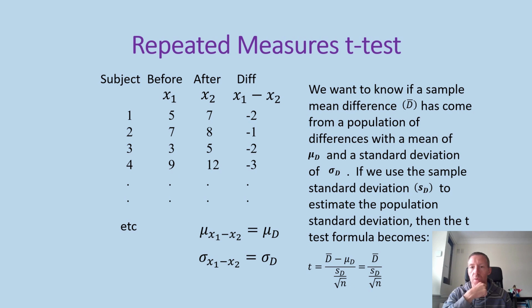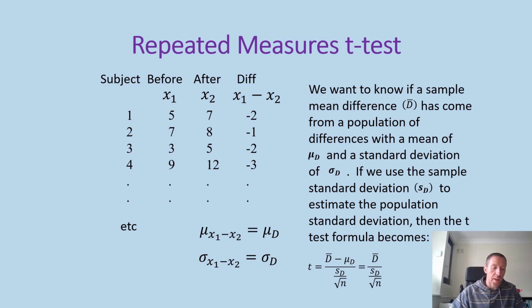So if we use the sample standard deviation to estimate the population standard deviation, then the t-test formula becomes the one shown below. So you can see t equals d bar, which is the mean difference scores from our sample, minus mu d, which is the hypothesized population difference, divided by the sample standard deviation. And if we don't know what the population difference is, then that's 0 again, like for the one sample t-test. So this formula simplifies to d bar, or the mean difference scores between the before and after condition, divided by the sample standard deviation, or the sample difference standard deviation. That's what s sub d actually means there.